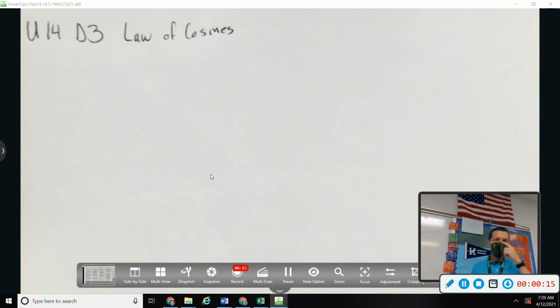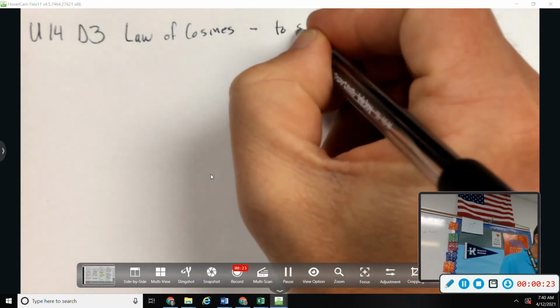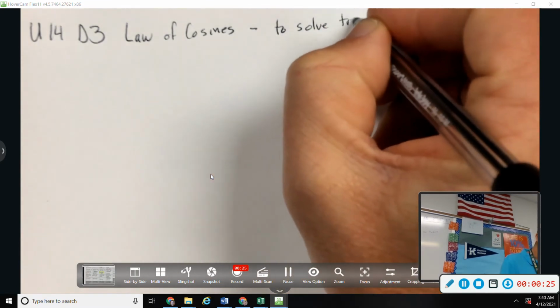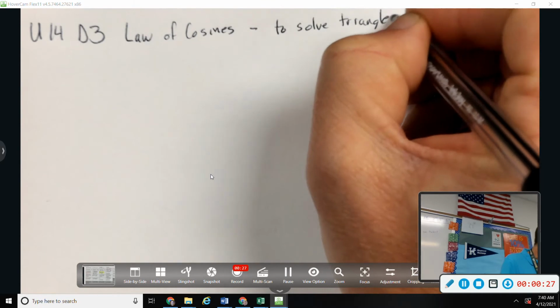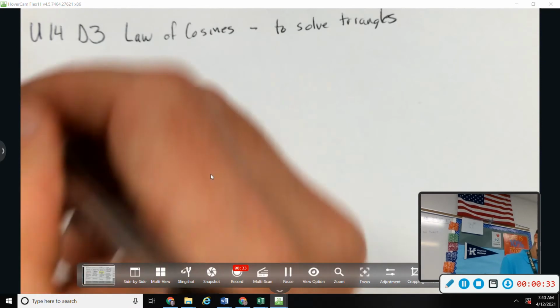Unit 14, Day 3, Law of Cosines. Last week was Law of Sines. Today, Law of Cosines. And again, we'll use it to solve triangles. And again, it works for all triangles, so that's kind of nice.